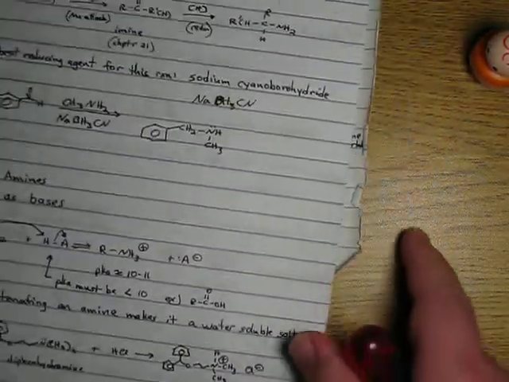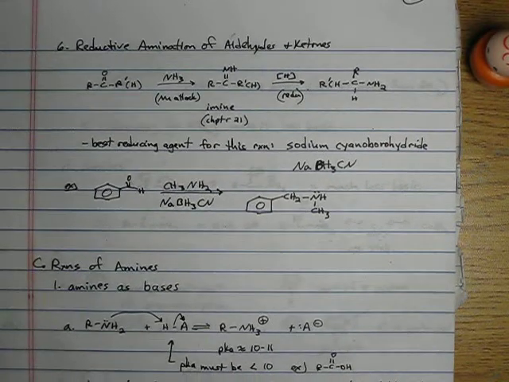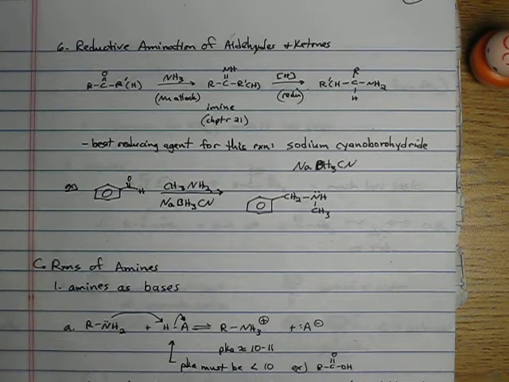The last way that we're going to talk about making amines is reductive amination. And reductive amination is kind of cool. The nice thing about it, it has a specific reagent. So as soon as you see this reagent, you're like, aha, reductive amination. And now I know exactly what to do here.